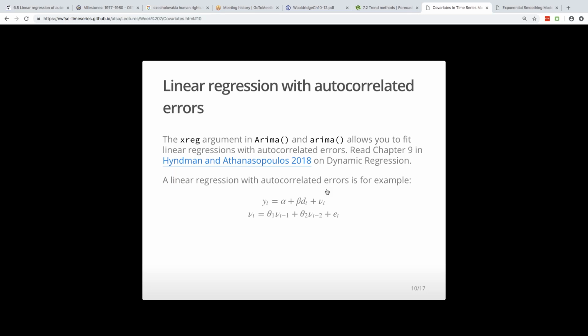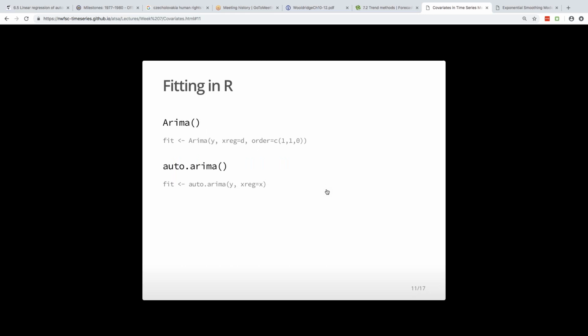The ARIMA and ARMA models allow you to fit this class of model. And the way you do that is you include this argument called xreg. So in ARIMA, it would look like this. This would be your data. Those are your covariates. You can include multiple covariates. And then you specify the order of the model you want to fit. Or you could use auto ARIMA, and it's going to search over different AR and MA orders for you.